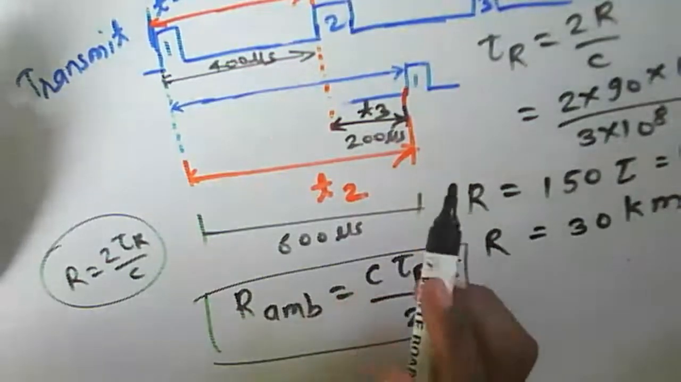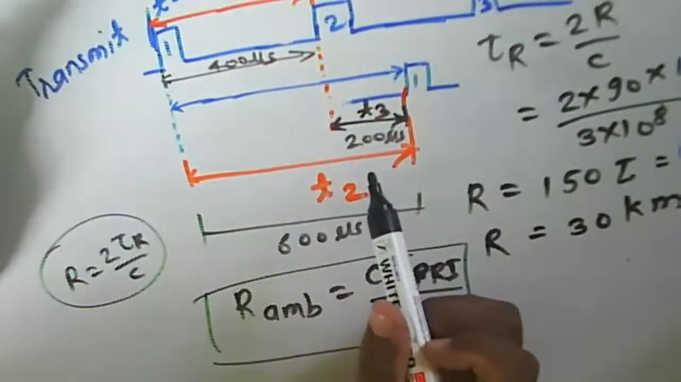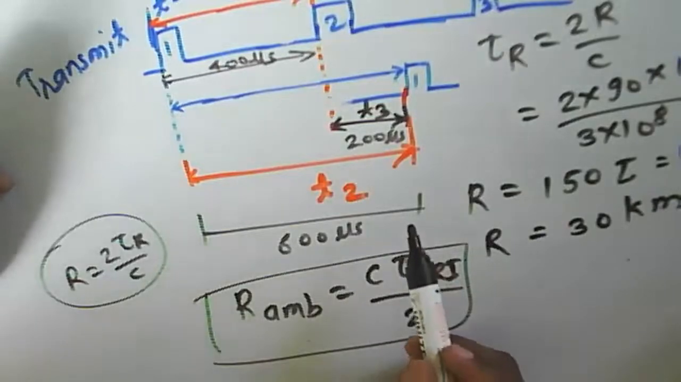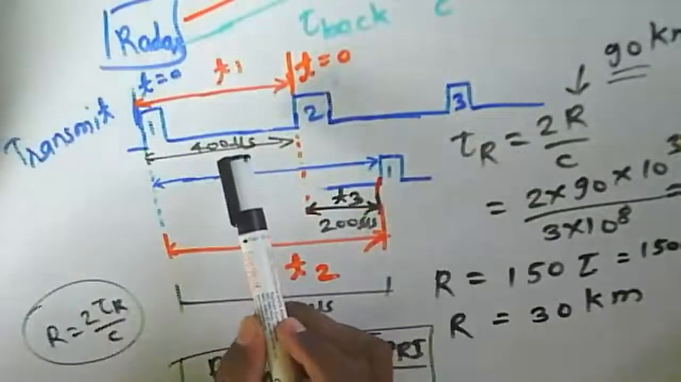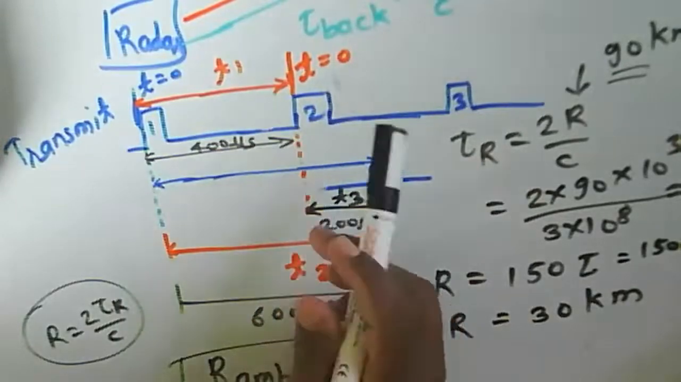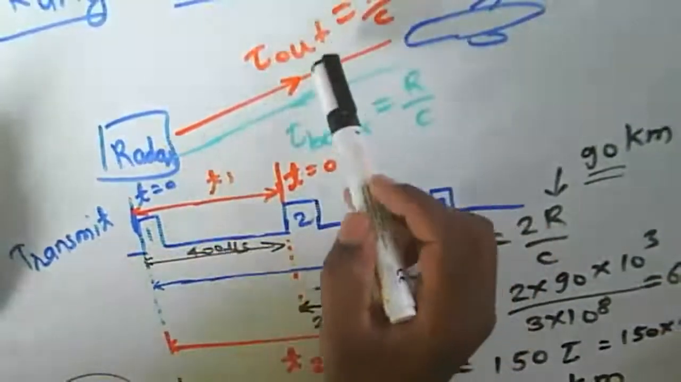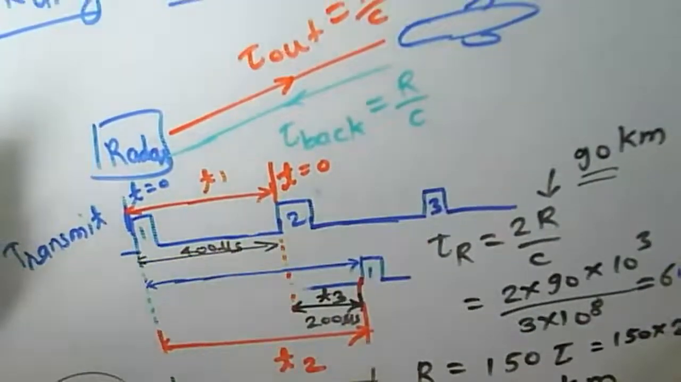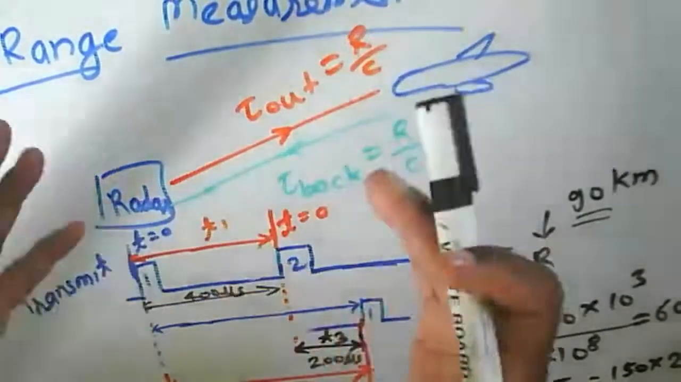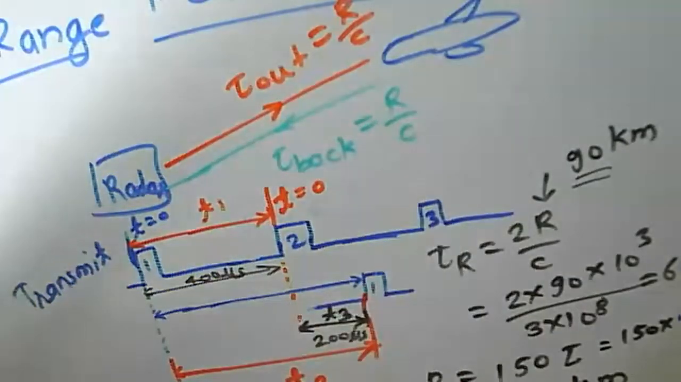But if the target is within that unambiguous range, then the radar can measure its range unambiguously. Means what? Before this particular pulse repetition time interval. And if the target range is greater than that unambiguous range, then the radar cannot measure that range unambiguously. Means what? If it is beyond that particular pulse delay, then there will be ambiguity in measuring that range here.